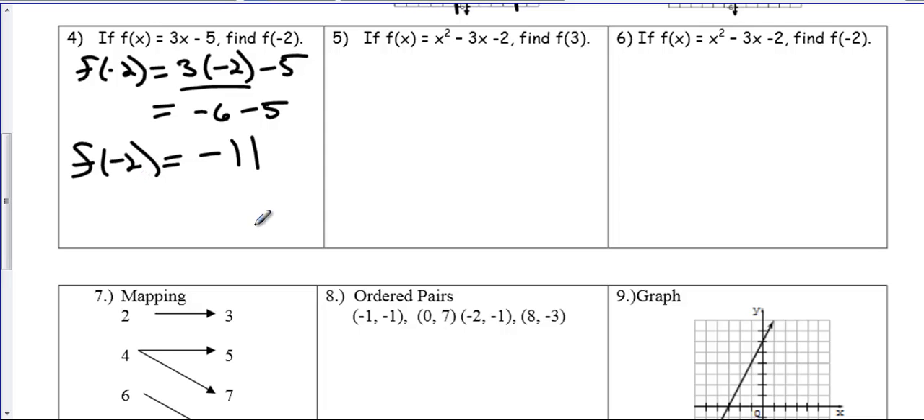So again, the way I'm reading this and why function notation works is this tells us we inputted the number -2 and what came out was -11. It allows us to see both what went in and what comes out.